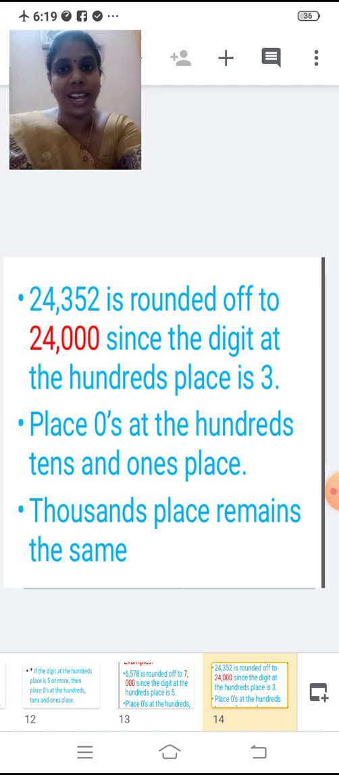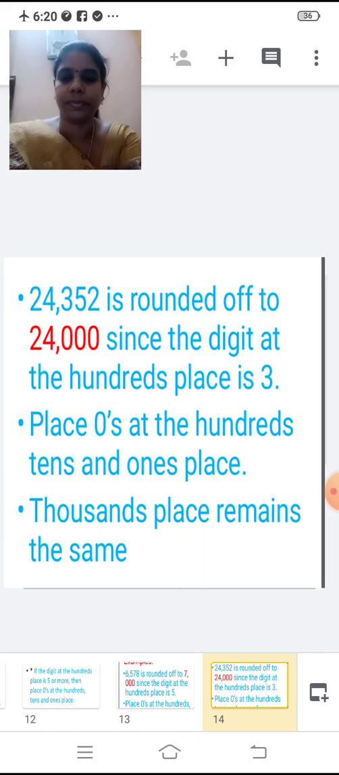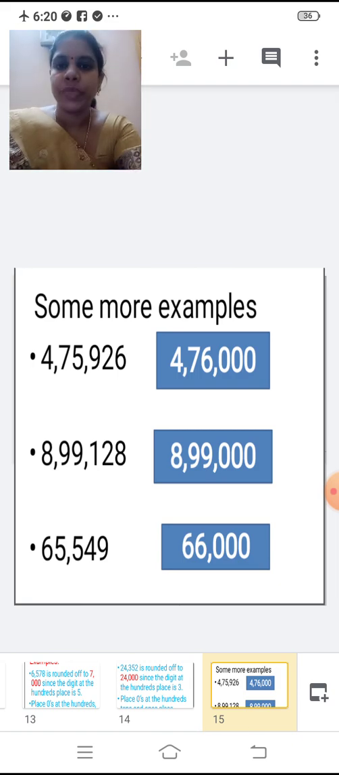So if it is 4 or less than 4, what we have to do? Place zeros at the ones, tens and hundreds place. I am placing 0, 0, 0. Then thousands place will remain as it is. What digit we are having at the thousands place? 4. So 4, then ten-thousands place 2. So 24,352 is rounded off to 24,000. We'll see some more examples now.